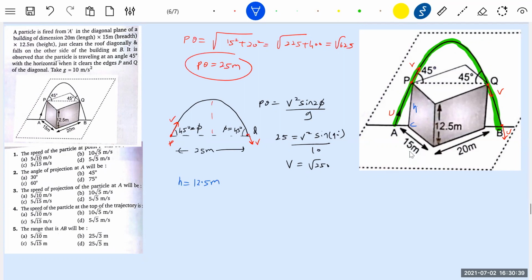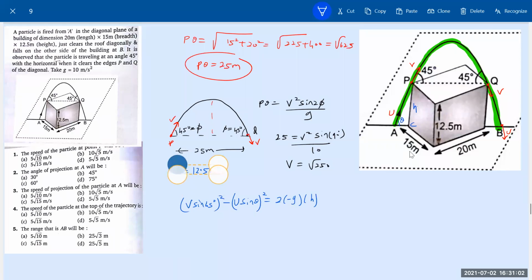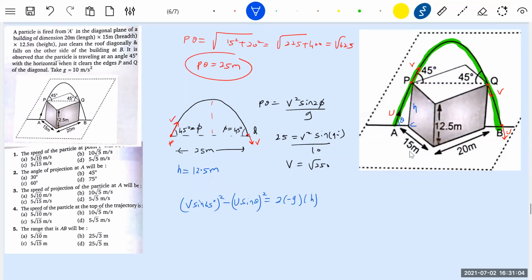Now I'll write down the equation. (V sine 45 degrees) whole square minus (U sine theta) whole square equals 2 minus G into H. How come this is theta? From P to A. So this equation we wrote is as the projectile moves from P to A.